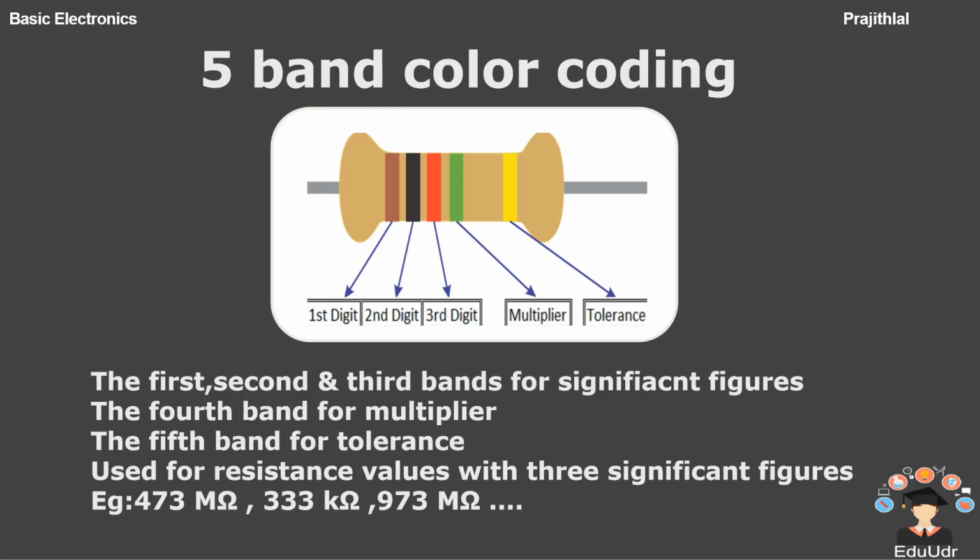Next is the 5-band color coding. So in a 5-band color coding, the first, second and third bands are reserved for significant figures, while the fourth band is for multiplier, and after that we can have a gap, and the fifth band is for tolerance. So this 5-band coding is generally used when we have three significant figures. For example, here we have 473 mega ohm. We cannot use 4-band color coding to express this, so we are using 5-band color coding.